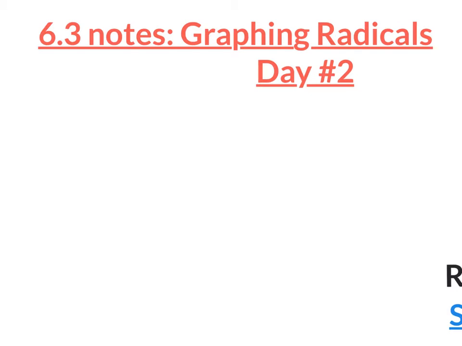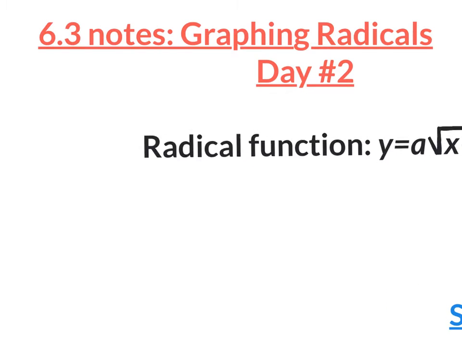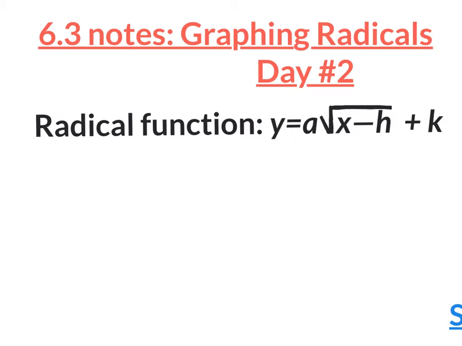But before we do that, let's understand that a radical function, a radical equation, looks like this. Y equals a square root of x minus h plus k. You don't really have to, just write this down right here. Y equals a square root x minus h plus k. Now we should know that a causes a vertical stretch or a vertical compression. It also tells you if it's opening up or down, kind of similar to the quadratic functions. The a value tells you if it opens up or down, and if it's vertically stretched or compressed.